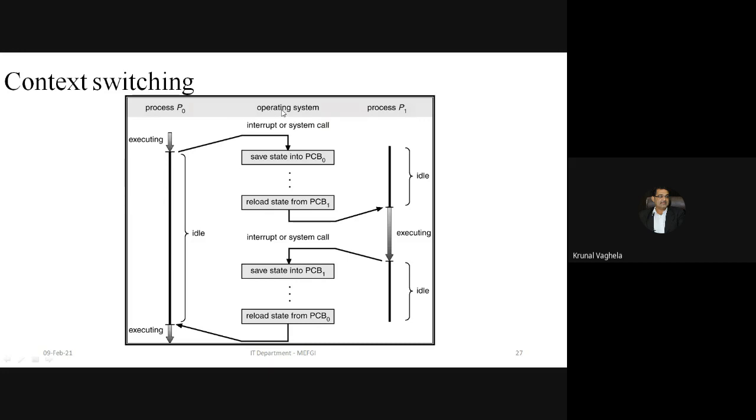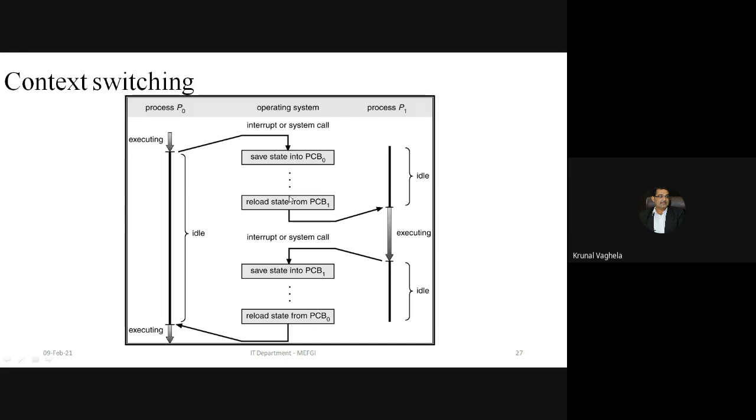See the example, P0 and P1. And this is the operating system. So currently, for example, P0 is executing. But here the operating system has decided to stop it. So an interrupt will happen, and the state is saved into PCB0. For example, PCB0 is for P0 and PCB1 for P1. And process P1 is idle. Right now it is not doing anything.